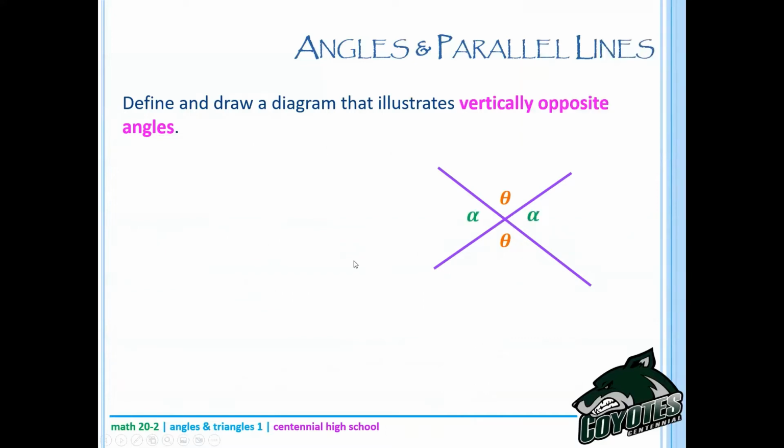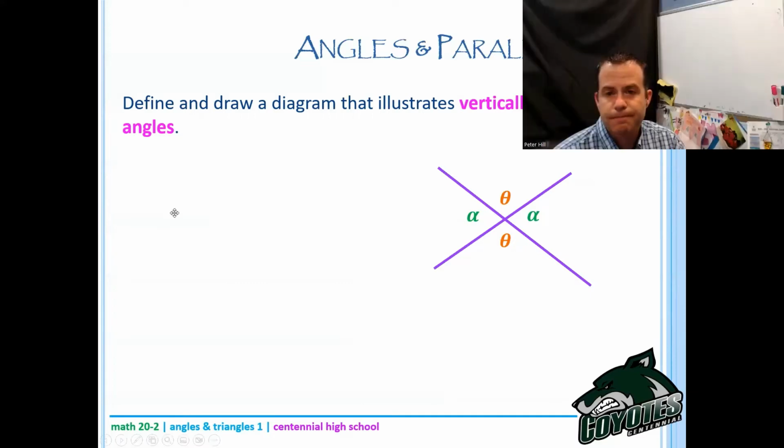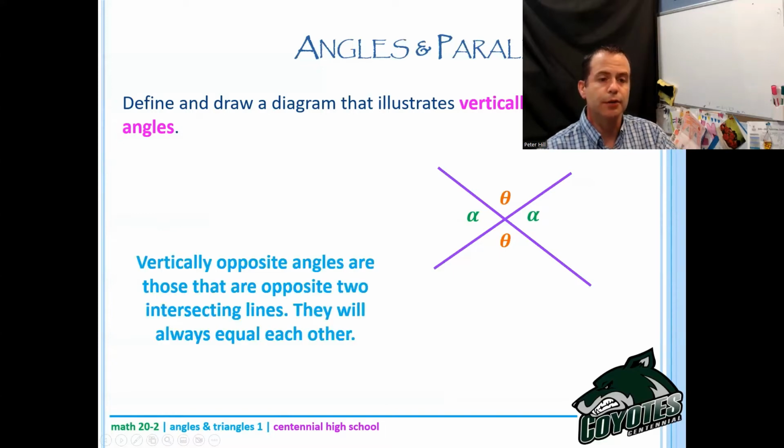Again, I'm just going to hide my head so you can see the words vertically opposite angles there. And then I'll just write that explanation over here. Vertically opposite angles are those angles that are opposite to two intersecting lines. They will always equal each other. So we've got the thetas represented here, and then I don't think I said alpha. This is the Greek letter alpha, just another way of representing an angle. We've got alphas represented there.